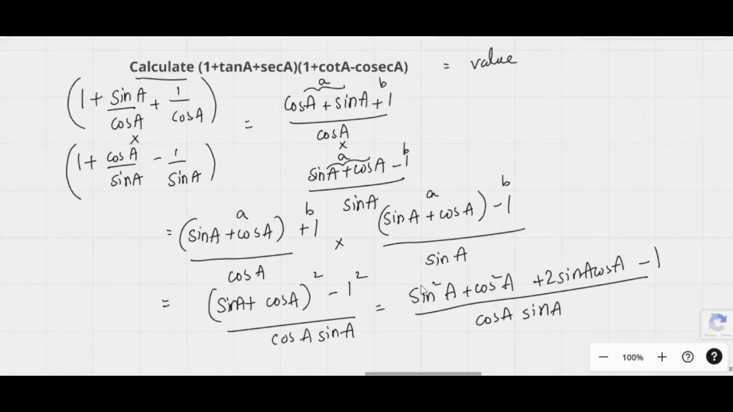Now what did you get? Sin square A plus cos square A is nothing but 1. So this one and this one will cancel. So write down directly 2 sin A cos A by cos A sin A. So just cancel this and you will get the value as 2. So the answer is 2.